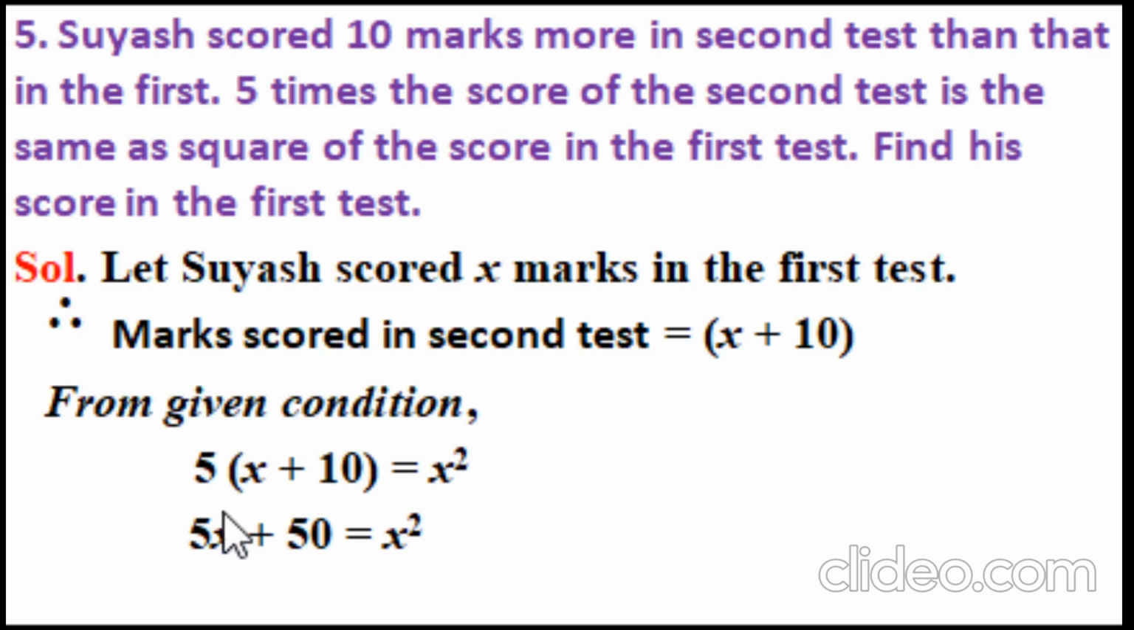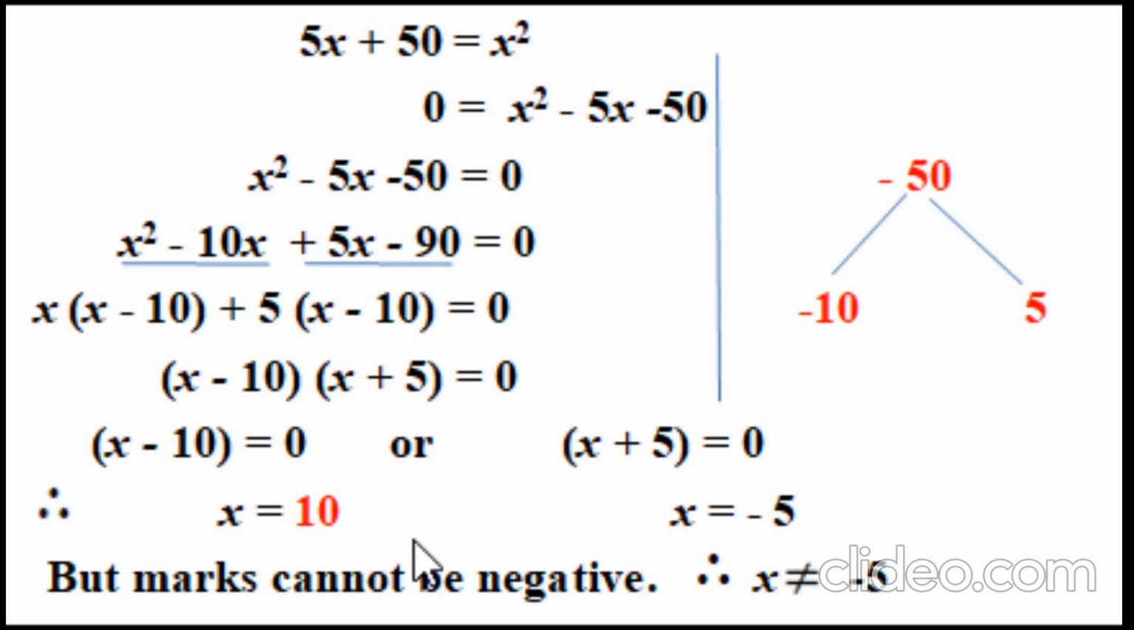So given condition is this: 5 times the marks scored in second test is equal to square of the marks scored in first test. From the condition we get 5 bracket x plus 10 is equal to square of x. So solving this we get 5x plus 50 is equal to x square. By rearranging we get x square minus 5x minus 50 is equal to 0. The factors are minus 10 and 5. Here x square minus 10x plus 5x minus 50 is equal to 0.